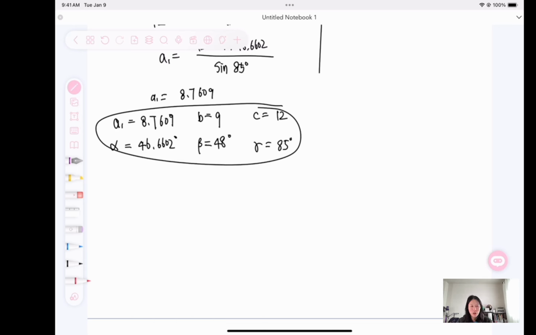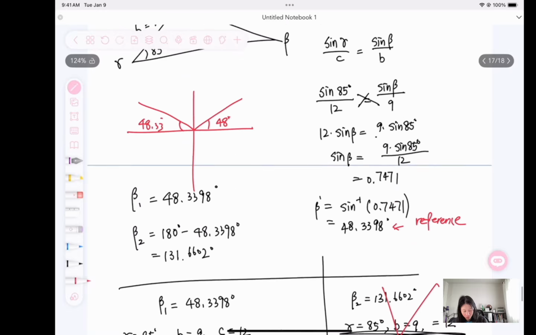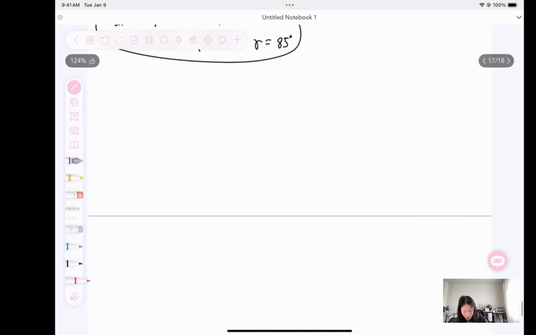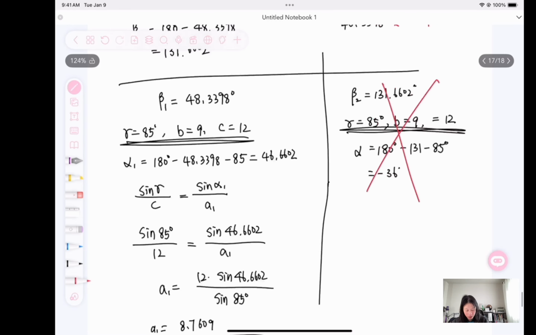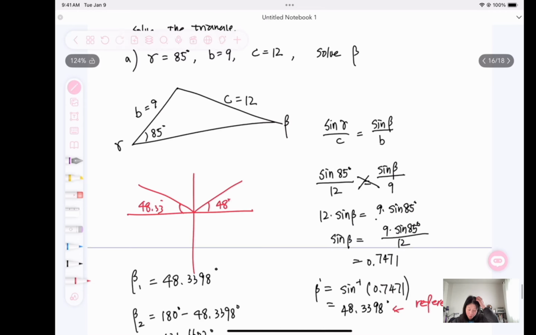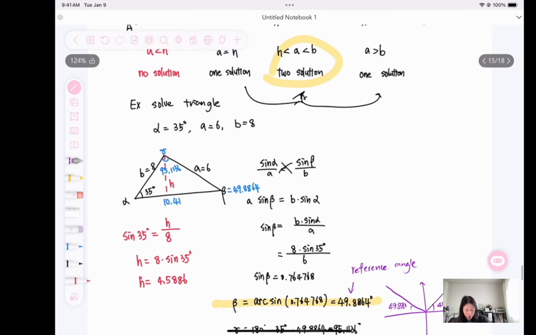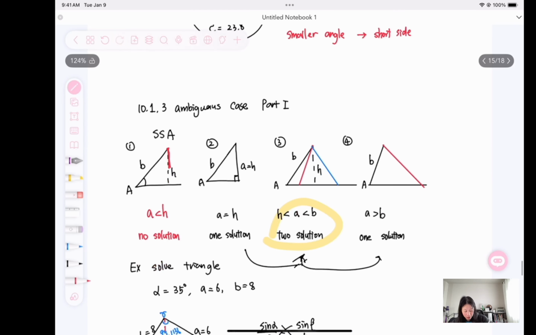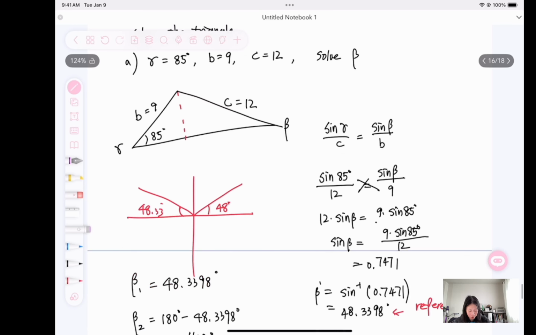Okay, let's do one more exercise. We can also double check it before we do one exercise. Let's double check the answer by finding their height. If you only have one solution, you only have two cases, right? Either the second case or the fourth one. Let's see which one is correct.